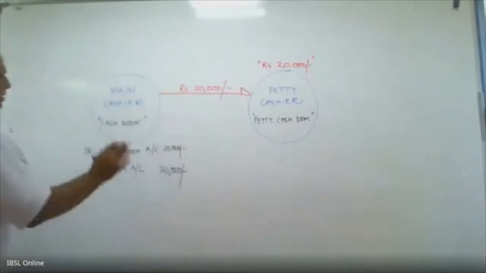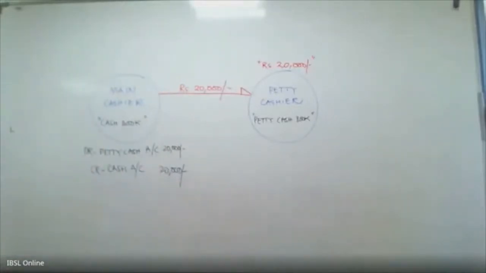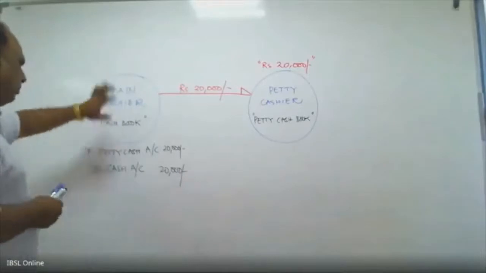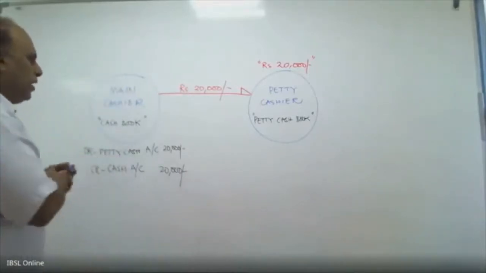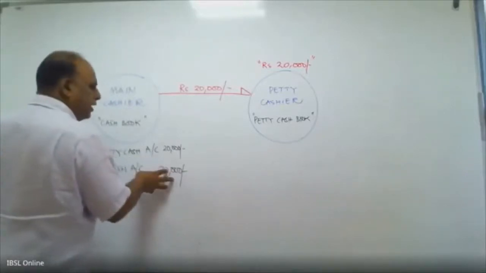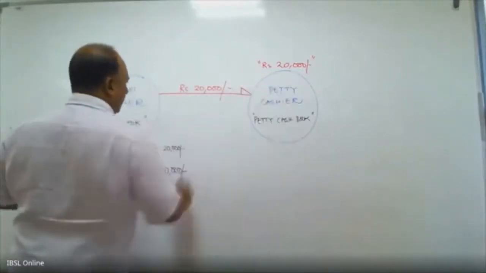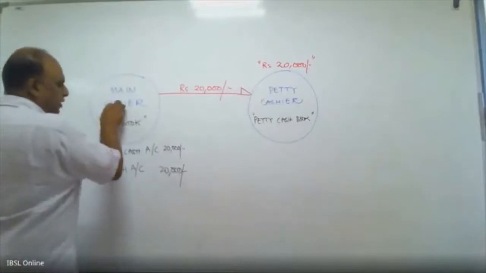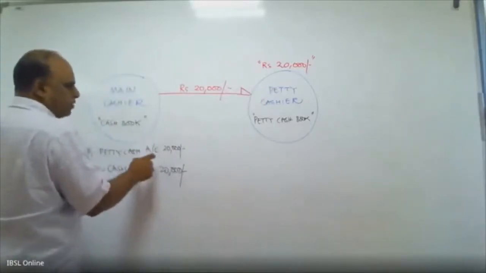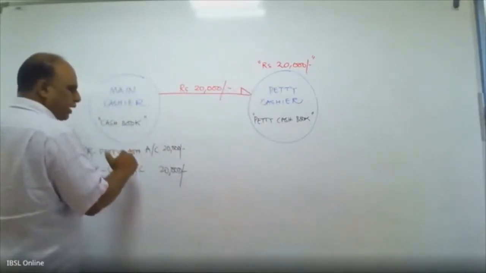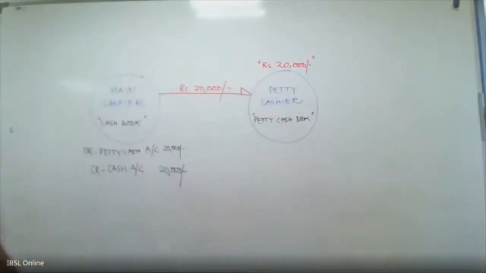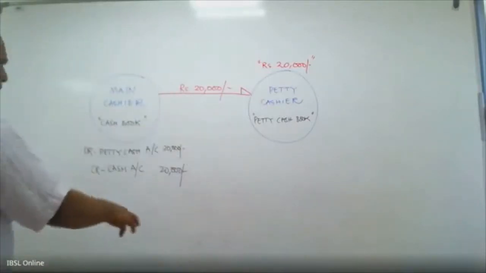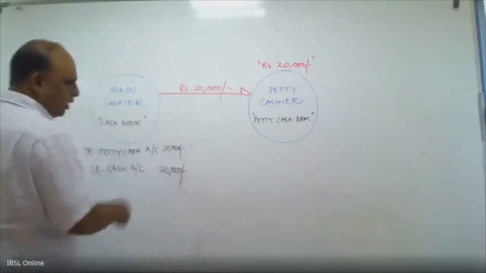Now this is done. You debit the petty cash account of the company and you credit the cash account of the company. So now this 20,000 amount is the responsibility of this petty cashier. The main cashier is also answerable for this 20,000, but currently this person will be accountable for it. But when you take the company as a whole, this 20,000 is also part of their cash.